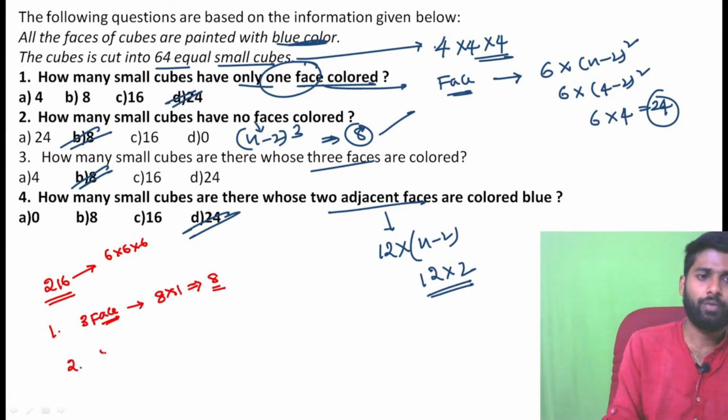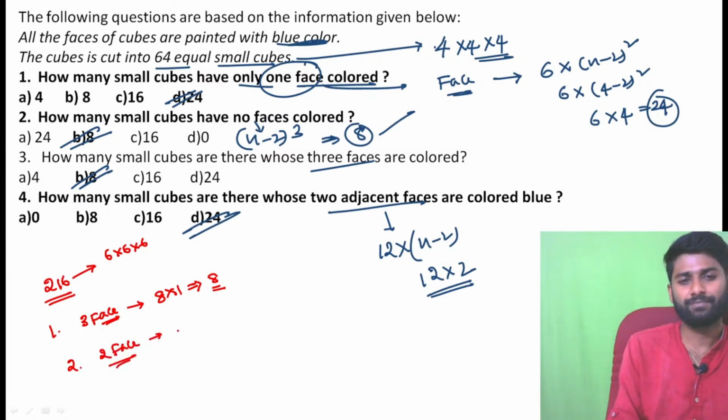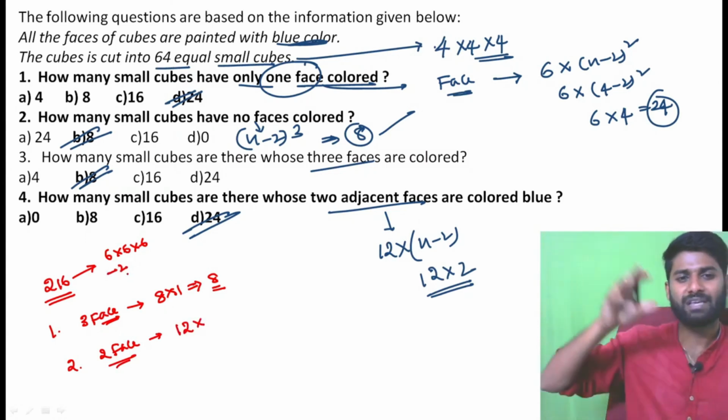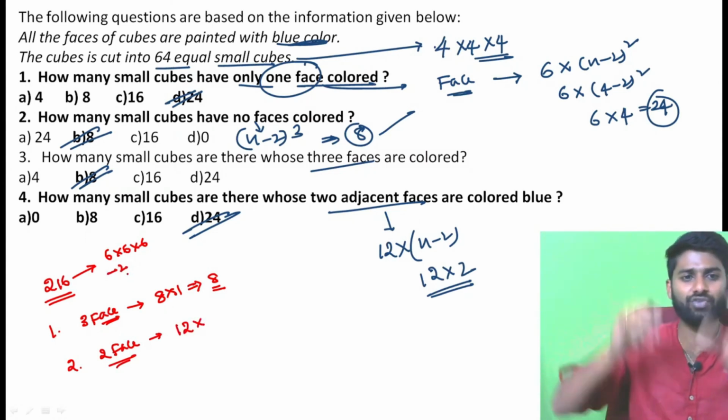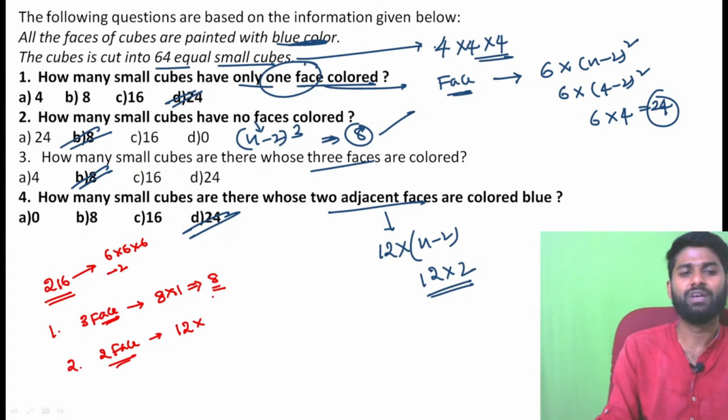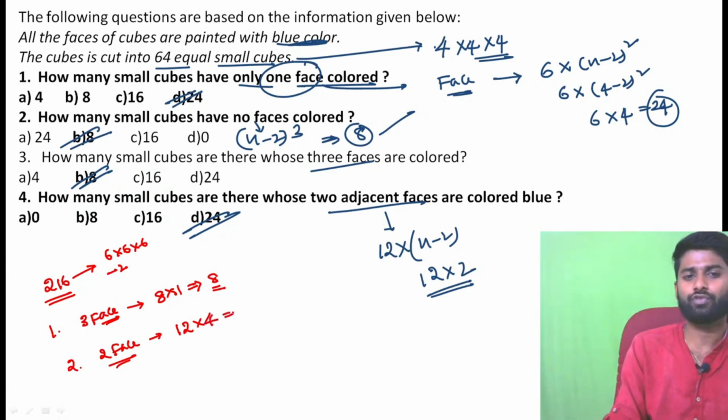Now second one. How many two-face cubes are there? Every two-face cube is available at the sides, the total number of sides is 12. And we separate the two pieces here, because those two pieces are at exactly the vertex points. That's why we subtract: 6 minus 2, the value becomes 4. 12 fours are 48 pieces available.